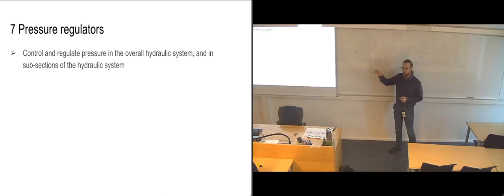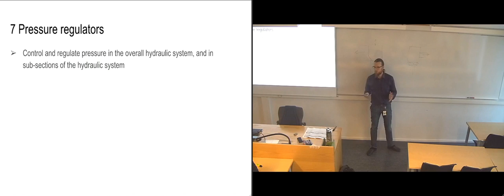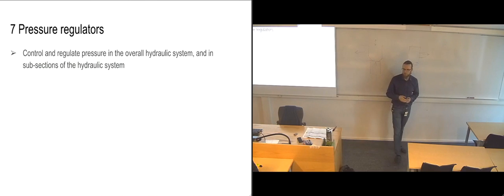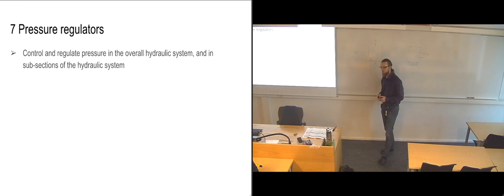It might not be enough to damage your system, and your pump might be able to handle it. It might not trigger the pressure regulator that's connected to your pump. But it might be too much for one specific component inside your system that's not going to handle that high of a pressure. So then you would have another pressure regulator connected to the circuit that this component is placed in, and it's going to make sure that the pressure never exceeds the maximum operating pressure of the component.